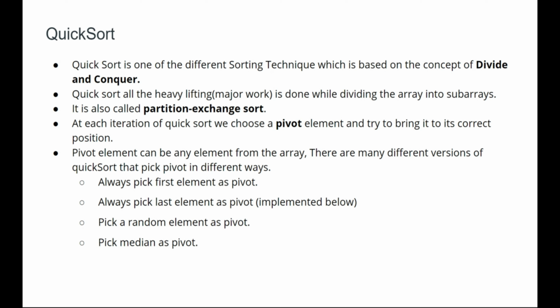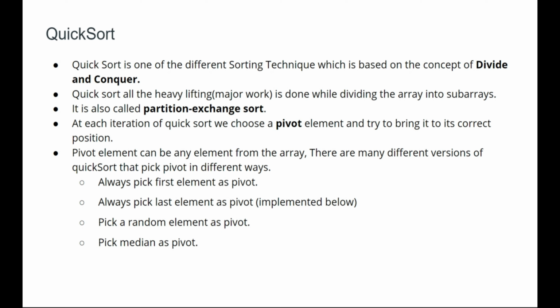At each iteration, we need to choose one element as the pivot element, and the task is to bring the pivot element to its correct position. We can select any element as pivot. You can choose the first element or the last element as pivot, or a random element, or you can say the median element as pivot. There are many techniques to choose the pivot element.